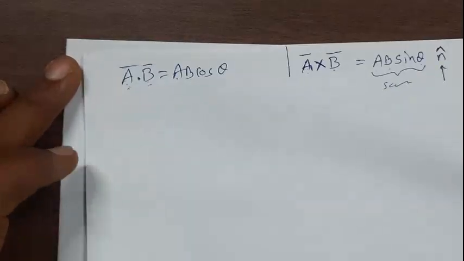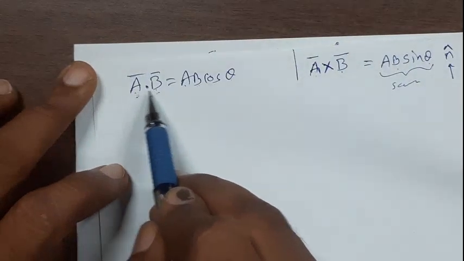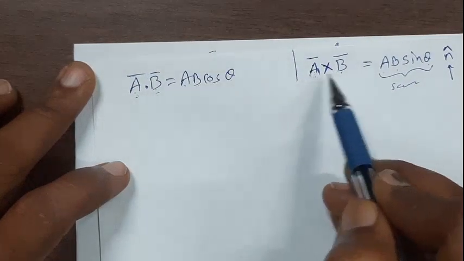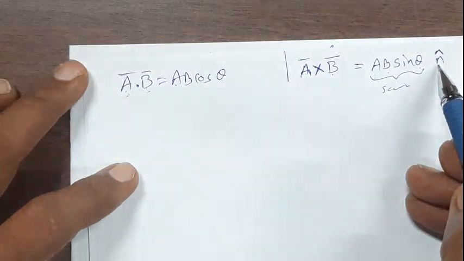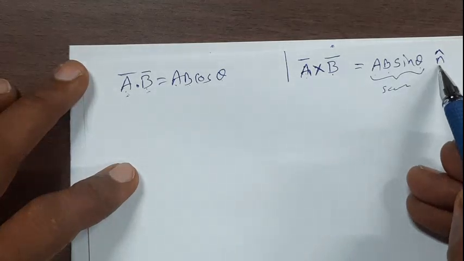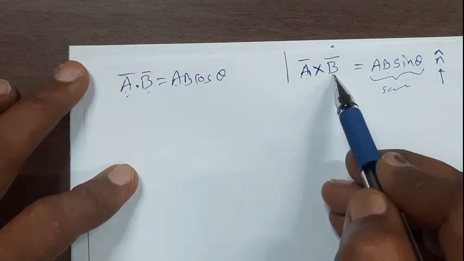The reason is that the dot product should be in between two vectors. The cross product should be in between two vectors. Now what is n cap? N cap is the direction which is perpendicular to both A bar and B bar.